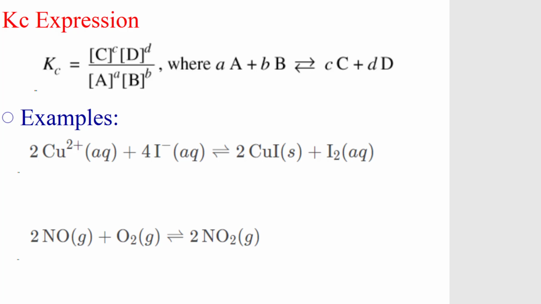So for the equilibrium constant expression, we put our products on the numerator, and whatever the coefficient is becomes an exponent. We're not going to add them, we're going to multiply them. And the reactants go on the denominator. Again, the coefficient goes as an exponent, and we're not going to add them, we're going to multiply them in the K expression.